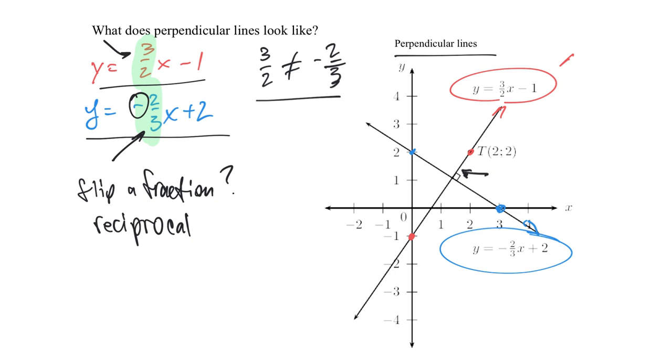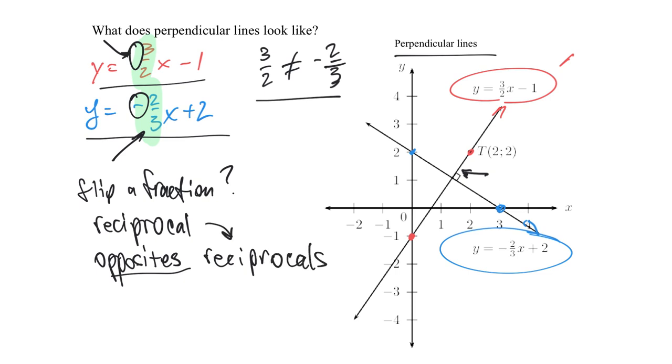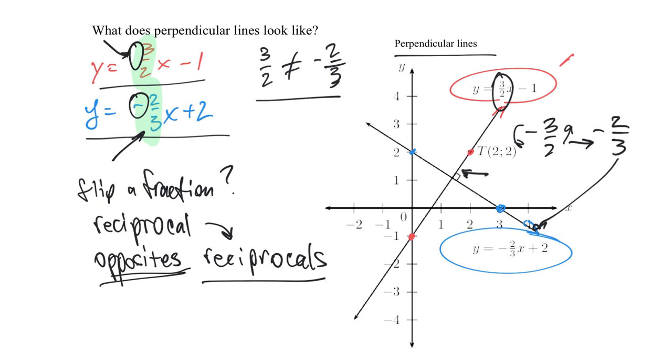Okay, and what do we notice here? In the blue, I have a negative. In the red, there's no negative sign. So these are opposites. So when two lines are perpendicular, their slopes are opposite reciprocals. I'm going to write it so it makes sense here. Opposite reciprocals, meaning I take the slope, 3 over 2, I throw a negative sign in front of it, and then I flip it, negative 2 over 3. And that's what I get here. So if two lines are perpendicular, their slopes are going to be opposite reciprocals.